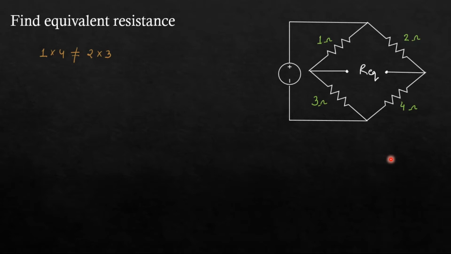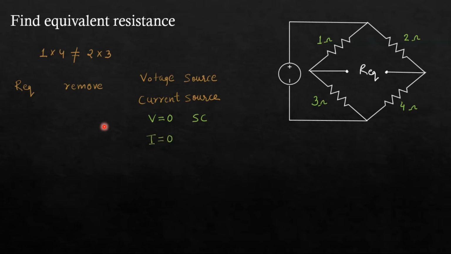First of all, to find R equivalent, you have to remove the voltage source and current source. Removing a voltage source means V equals 0, that means short circuit. And for removing a current source, current is 0, that means open circuit. Okay.